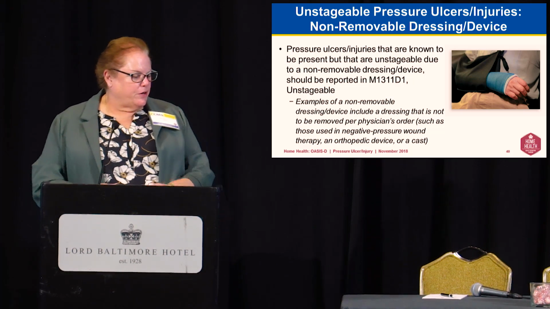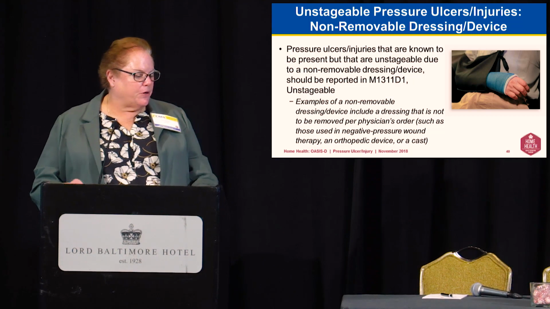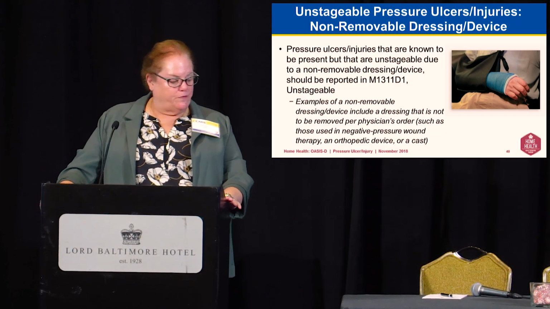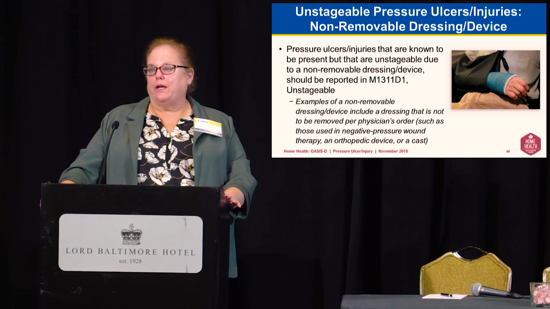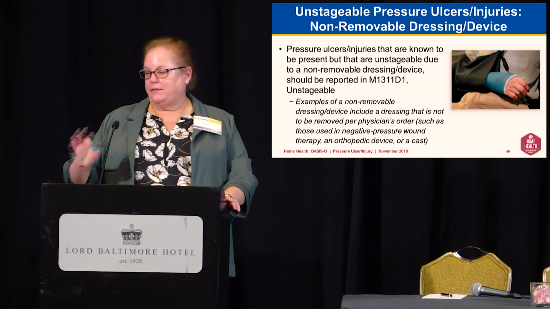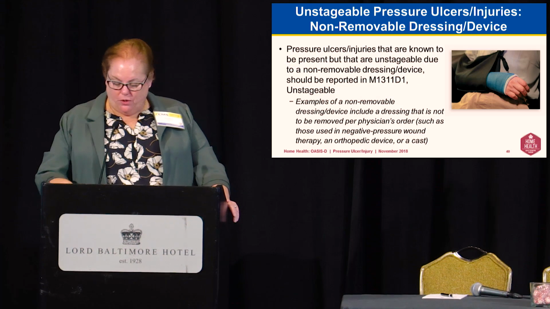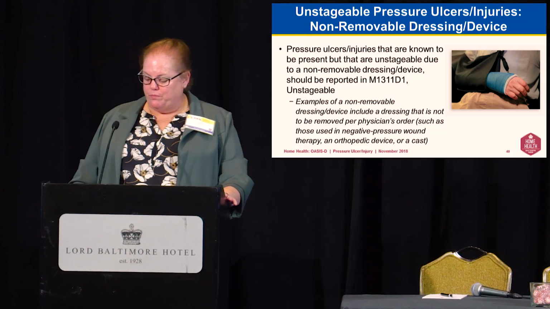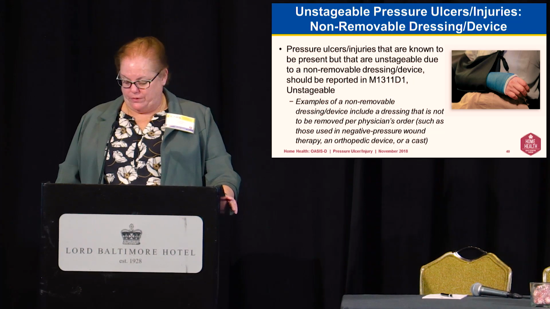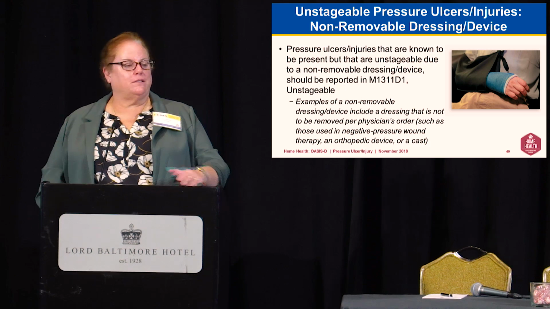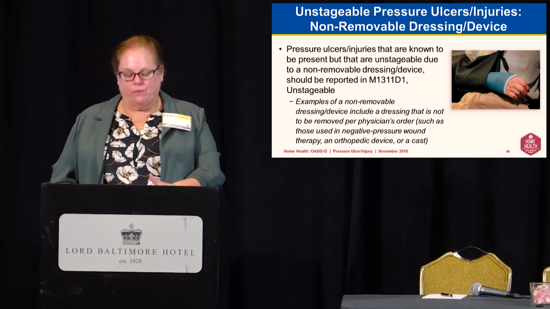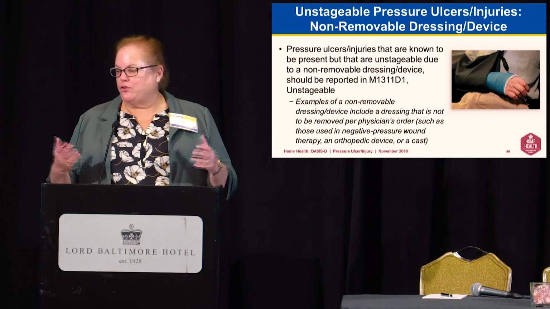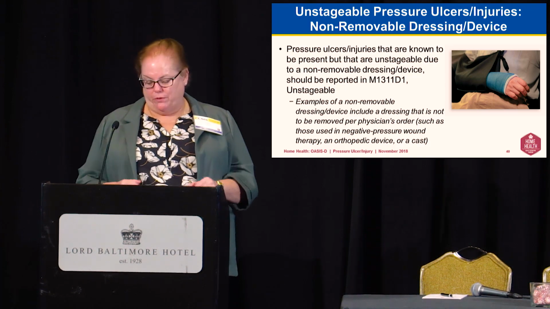So pressure ulcer injuries that are known to be present but are unstageable due to non-removable dressings or devices should be reported at M1311 D1, right? That's another opportunity there. Examples of non-removable dressings or devices include a dressing that is not to be removed per a practitioner's order, such as those used in negative pressure wound therapy, an orthopedic device, or a cast. Or it could be a primary surgical dressing that the doctor says can't be removed.